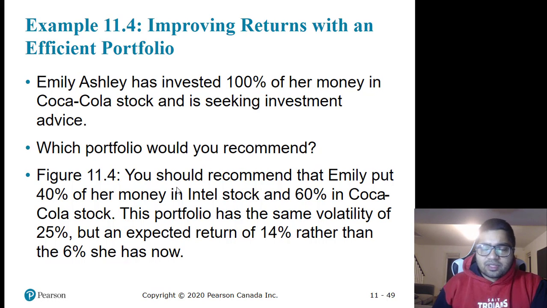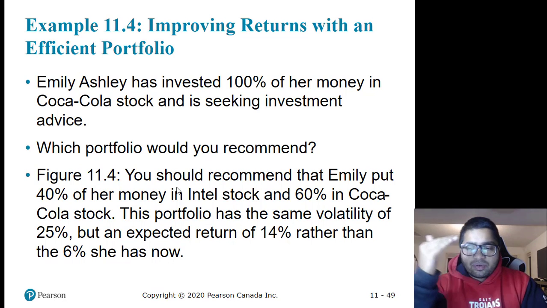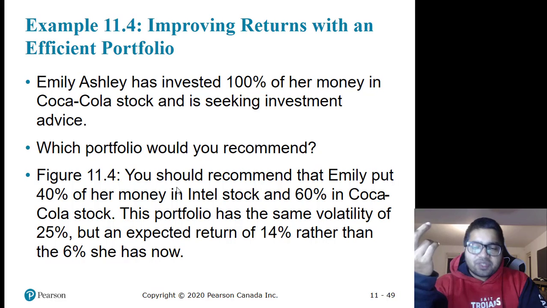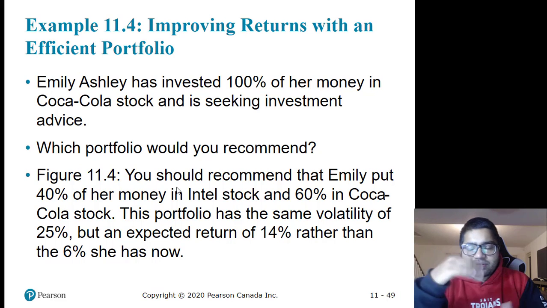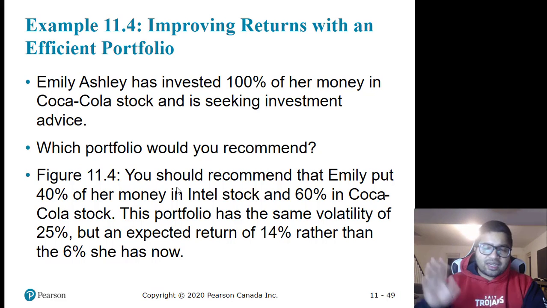So what is the bottom line? When you look at different combinations of stock A and stock B, so Coke and Intel, there would be some portfolios that are not efficient, meaning for the same amount of risk and return, you have a better combination. So Coke had returns of 6% and risk of 25%. Better than that, if you go 20% in Intel and 80% in Coke, then you have higher returns of 10% and even lower risk. So some portfolios are inefficient and you have to completely ignore them.